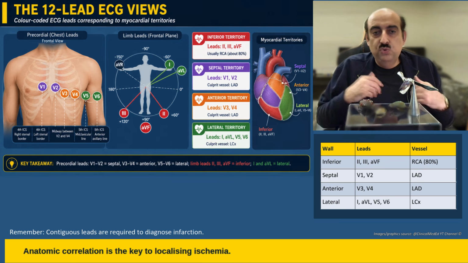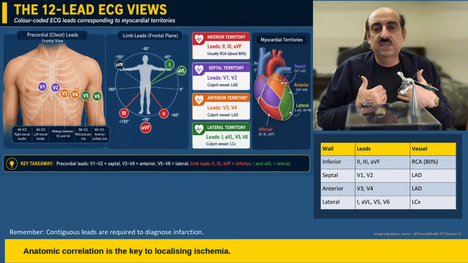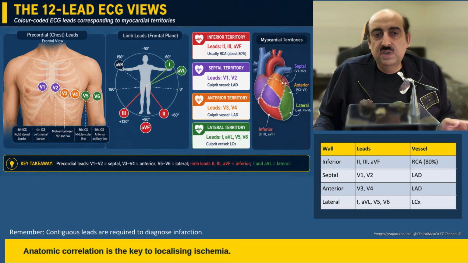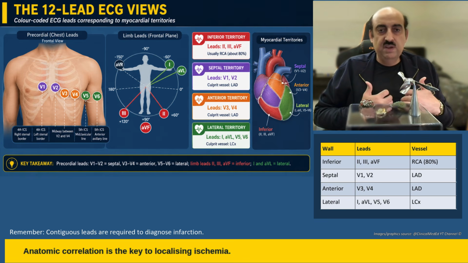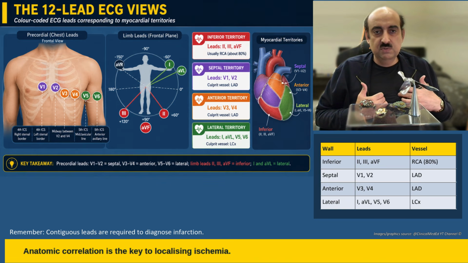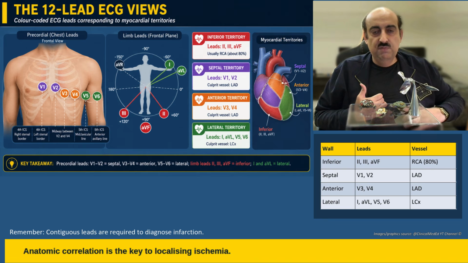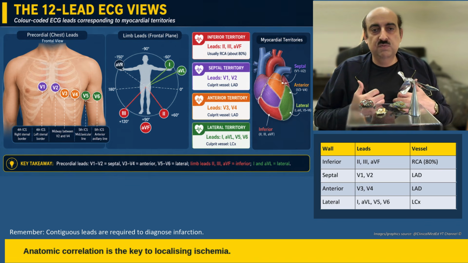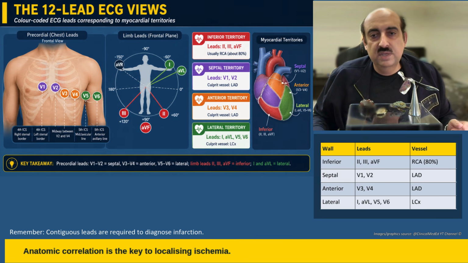V1 and V2, the two topmost chest leads, represent the septal territory. So if there is a problem like a septal myocardial infarction, then you would have changes in V1 and V2. Anterior territory is reflected in V3 and V4. V1 and V2 are in the fourth intercostal space, right and left of the sternum. V4, 5 and 6 are in the fifth intercostal space, mid-clavicular, anterior axillary and mid-axillary line, and V3 is in the middle. So V3 and V4 reflect the anterior territory.